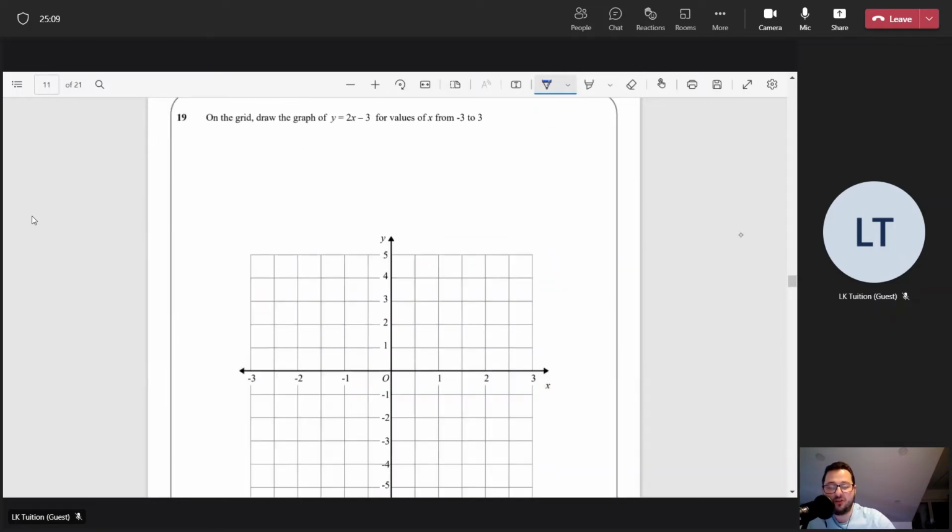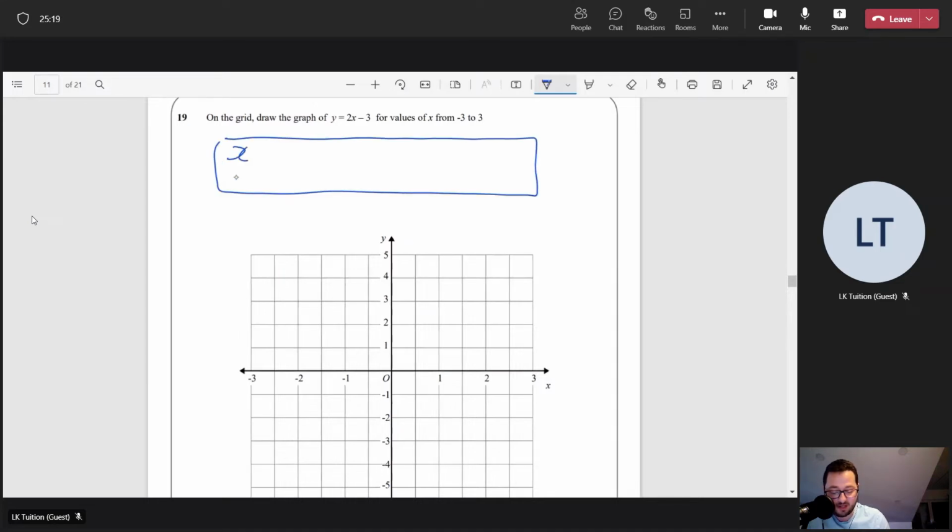All right, 19. On the grid, draw the graph of y equals 2x minus 3 for the values of x from minus 3 to 3. Okay, well, if we get a little table of values, we're going to have x, y, and let's just go minus 3, minus 2, minus 1, 0, 1, 2, 3.